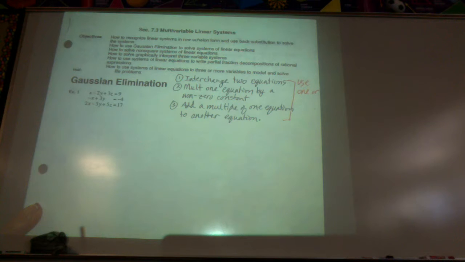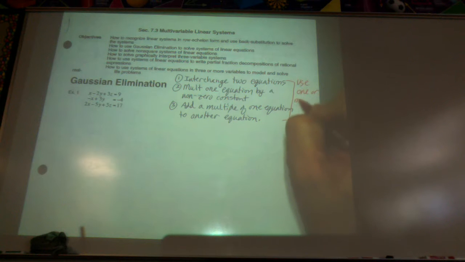Some of you did, some of you didn't. Well, we'll talk about that. Okay, he wants to know, can I use elimination for the first two and then substitution? Yes, but I'm going to give you kind of a path to follow. Yes, you use a combination of different things, and you've got to do them correctly. So you're going to use one or more of these methods.